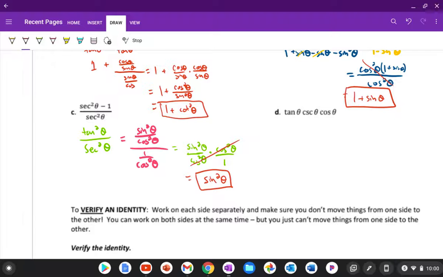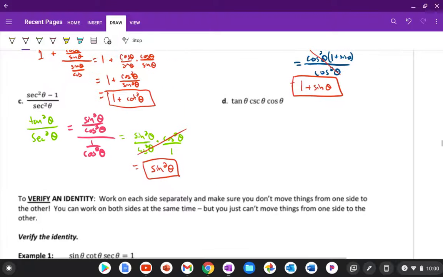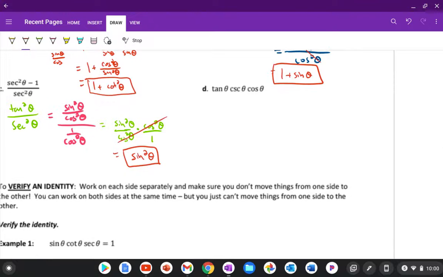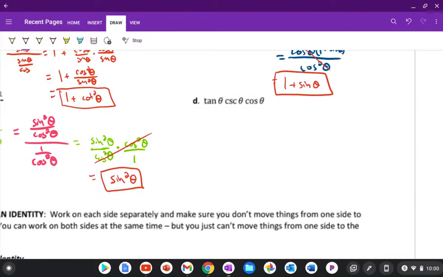So you really just got to mess around with these. It just takes experience to figure these out. Let's go ahead and try some more. This one we can make some substitutions. It'd probably be fine to just go ahead and replace everything with sines and cosines on this one. Let's go ahead and do that. So tangent is sine over cosine.